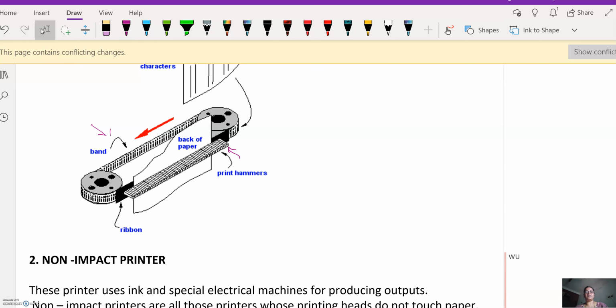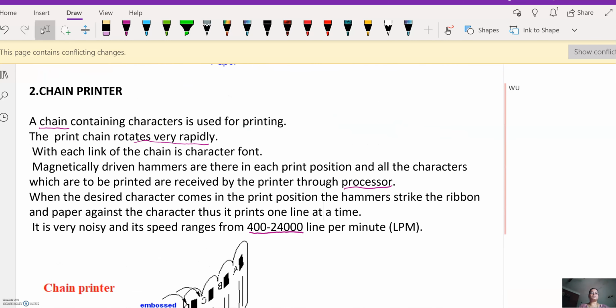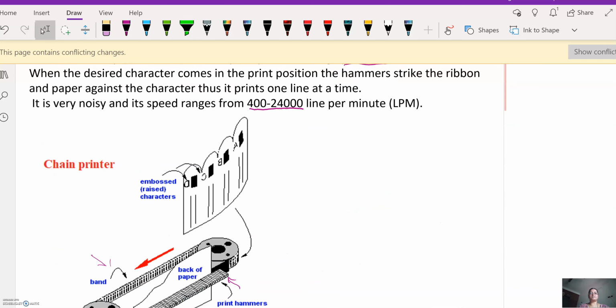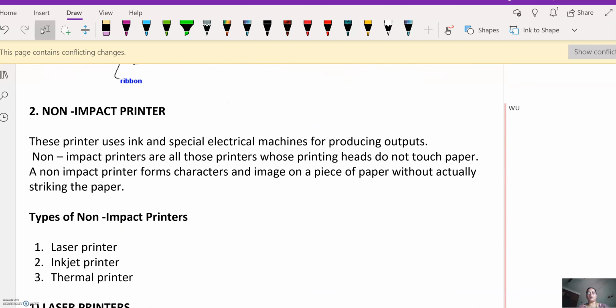So far we have discussed line printers, which are categorized into two cases. One is a drum printer, another one is a chain printer. And all the printers we have discussed so far come under the category of impact printers, because the printer is able to print the characters only by striking the head on the paper.